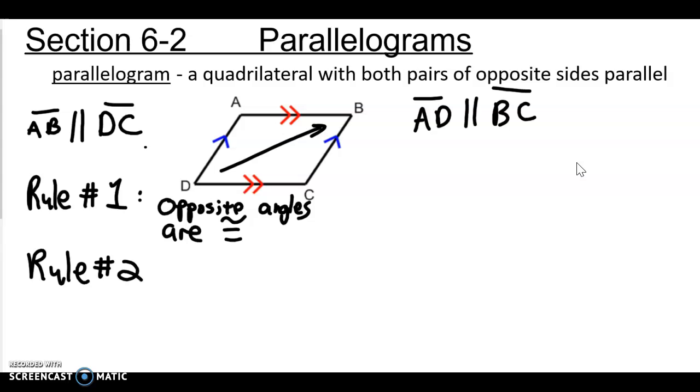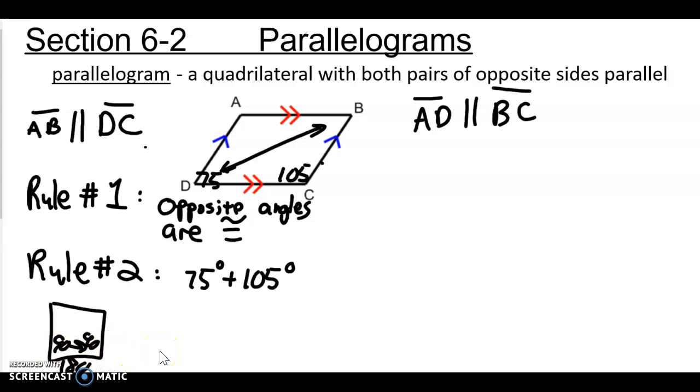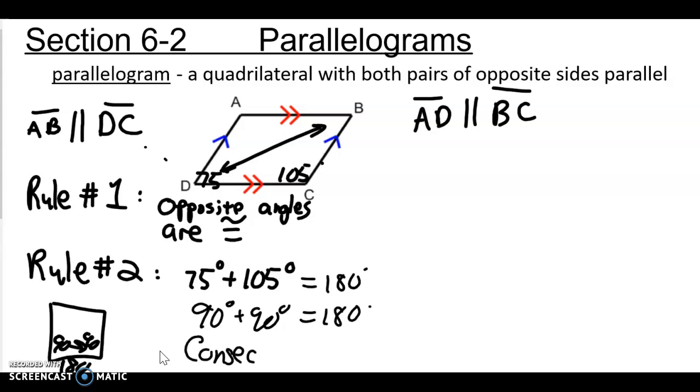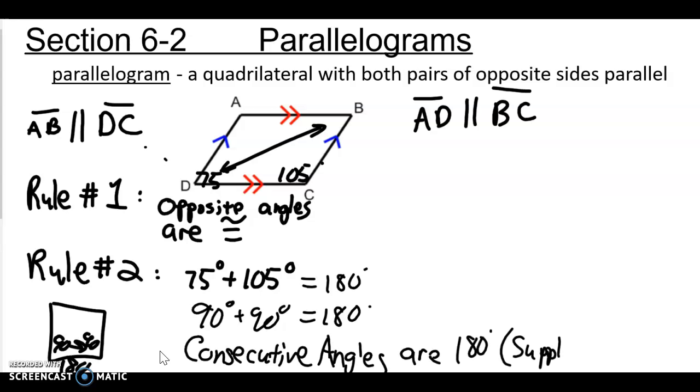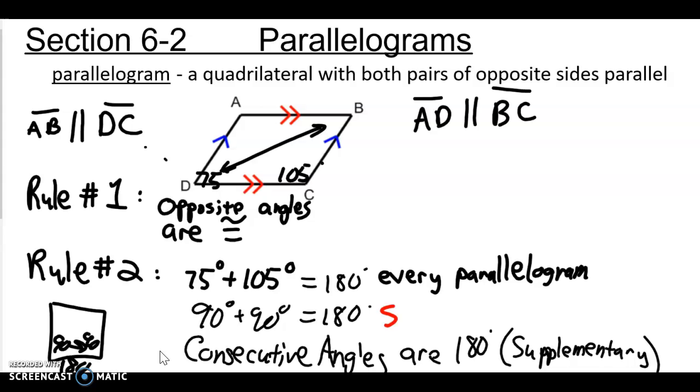Moving on to rule number two, we talked about opposite sides being congruent. But what about consecutive? So if you look, all consecutive angles, 75 plus 105 equals 180. 90 plus 90 equals 180. Is that true of all angles? I think it is. And the answer is yes. Consecutive angles are supplementary. That's rule number two. Every parallelogram is going to do it.